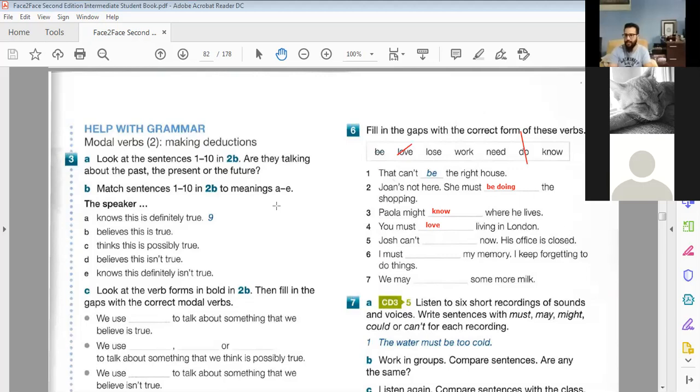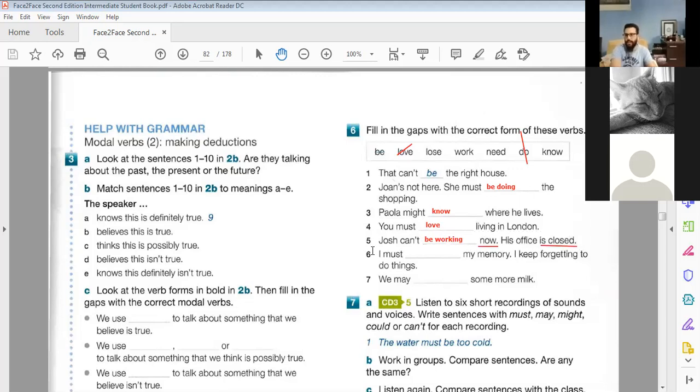Josh can't work now. His office is closed. Okay, there's a little hint here. There are two hints, actually. You have this hint, and then you have this hint. Give it another try. The verb is right. Work is correct, but you didn't use the correct form. You used the correct verb, but not the correct form. Josh can't be working now. Yeah, that's correct. So, Josh can't be working.